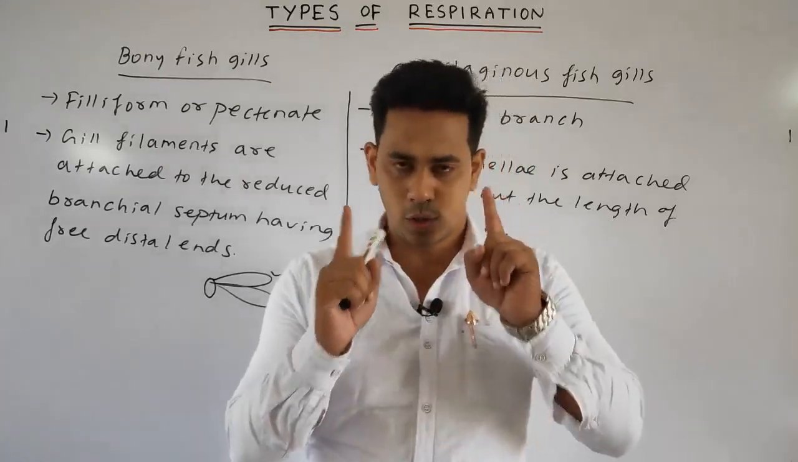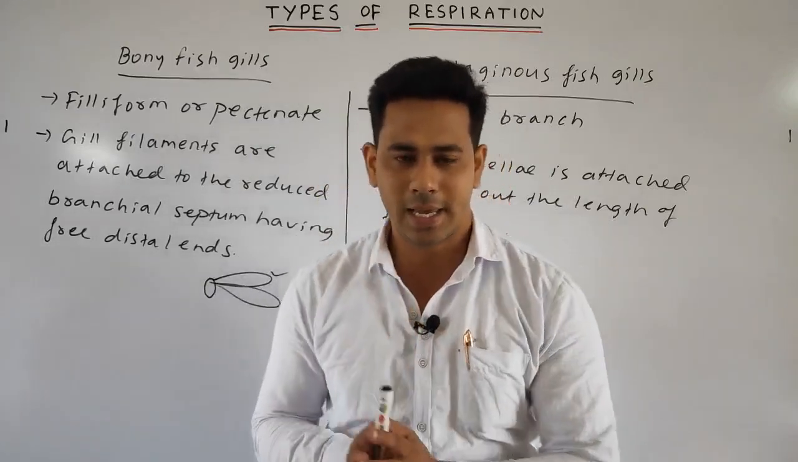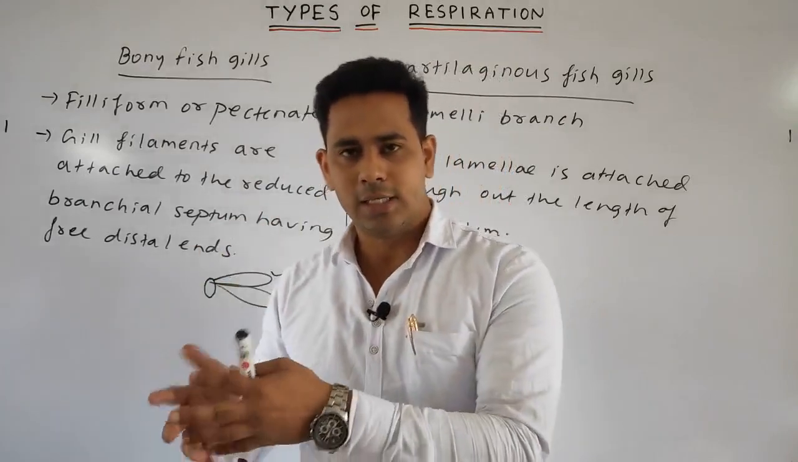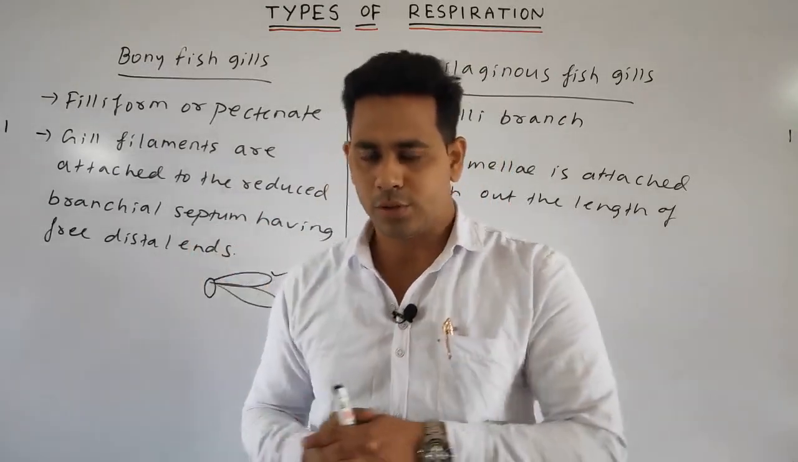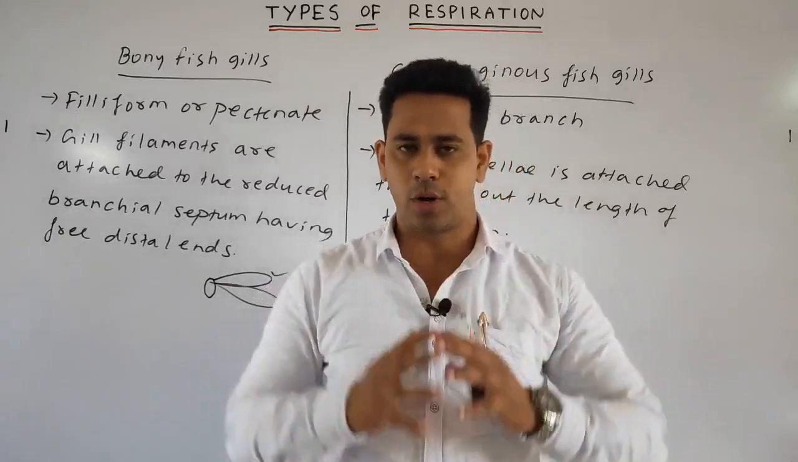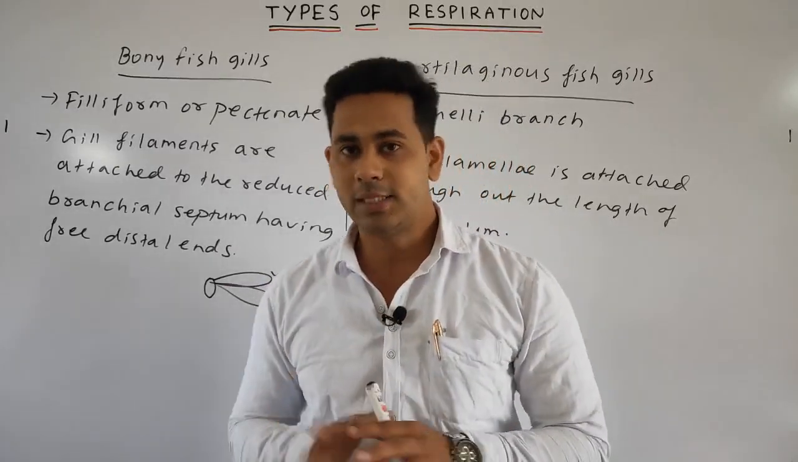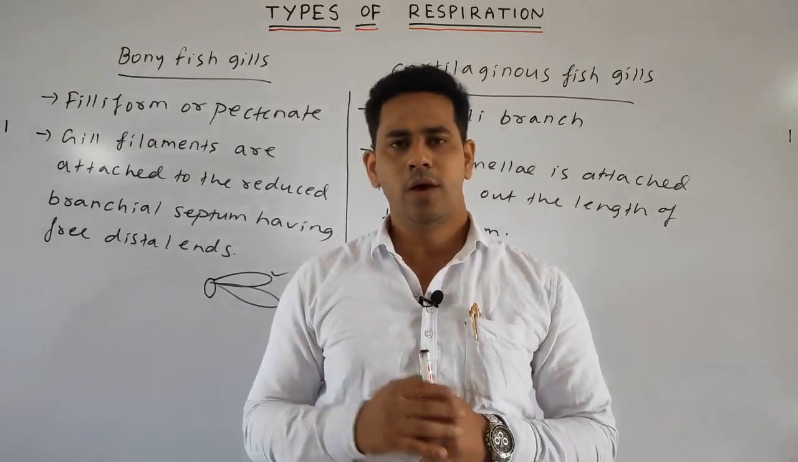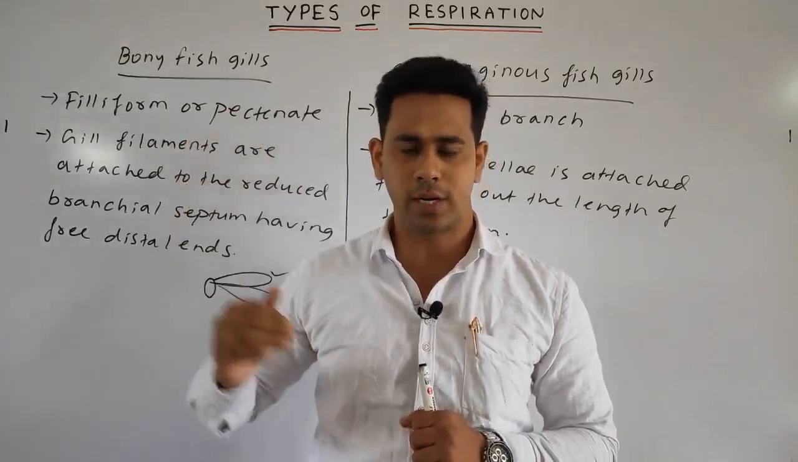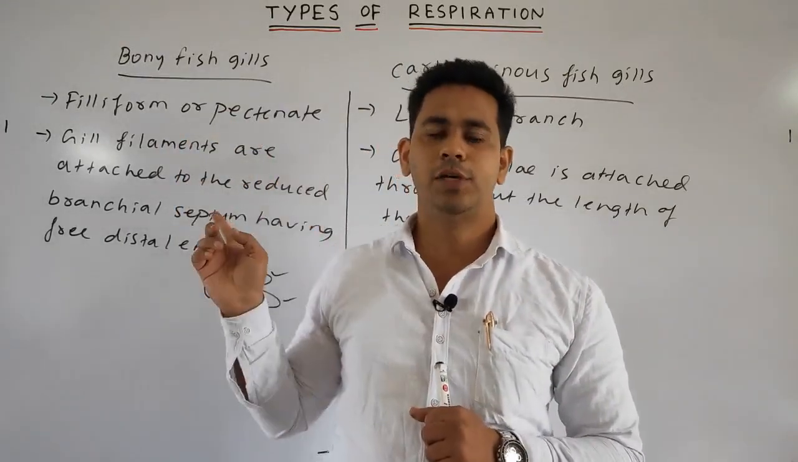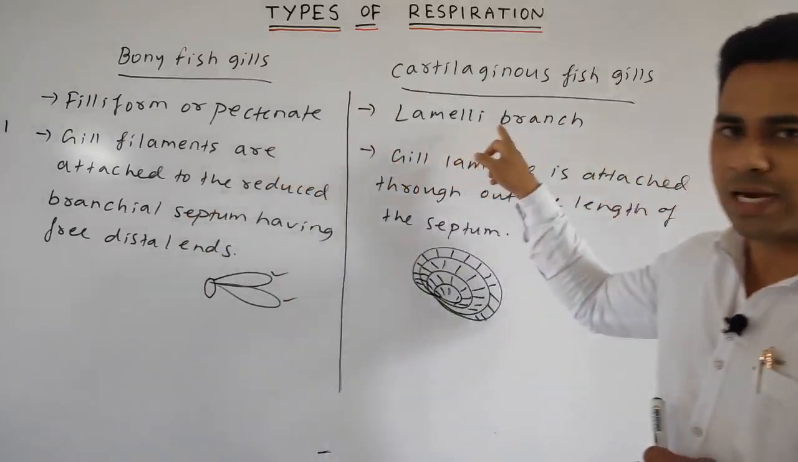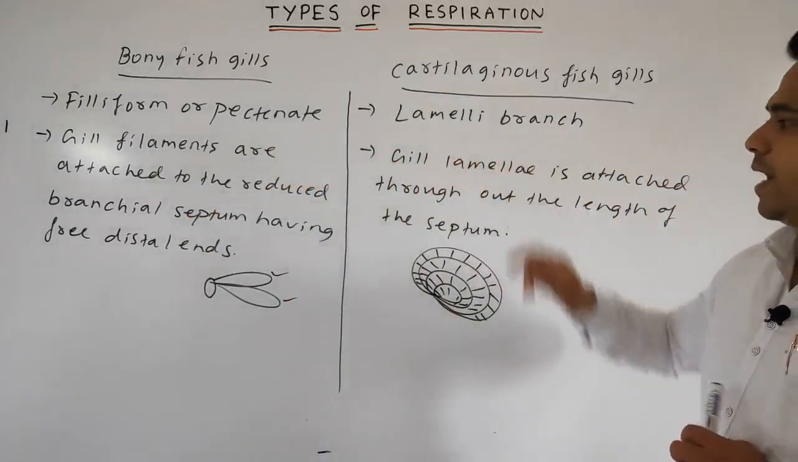Okay students, don't get confused. The internal gills are internally placed. The external gills are open to the outside and visible from outside. The internal gills are covered by a bony structure called the operculum, whereas the external gills are not covered. Further, we discussed many points under the internal gills and also under the external gills. And lastly, in the bony fish, the type of gill is the filiform or pectinate gill, and in the cartilaginous fish, the type of gill is the lamellibranch gill.